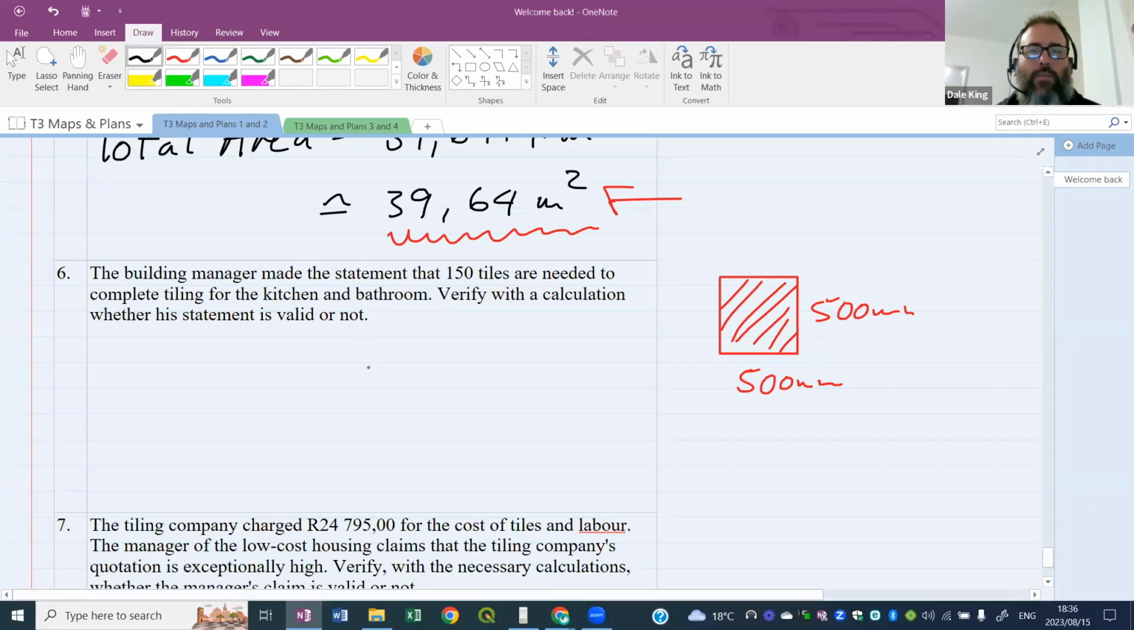Okay, so I think we're supposed to say 500 times 500 to work out the area of the tile. Yes. Now, if we say 500 times 500 millimeters, that's going to give us lots of square millimeters. Is that what you want? Maybe if we convert. Yes, let's convert first. Always convert first. So how do we convert 500 millimeters to meters?